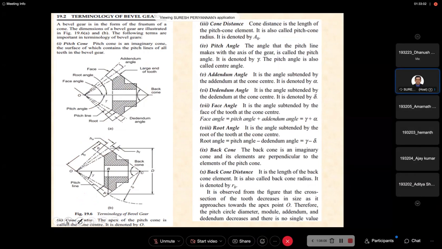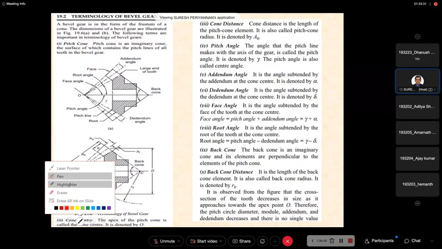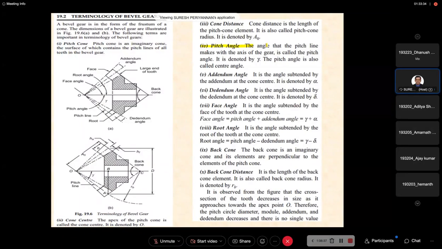Now the terminology of bevel gear. I am not going to spend more time; we discuss this important terminology and then go to the direct formula. So this is a bevel gear also. Now we have to understand the lengths and angles, the important terminology. The pitch angle is a very important term. The remaining ones we already discussed, similar things only.